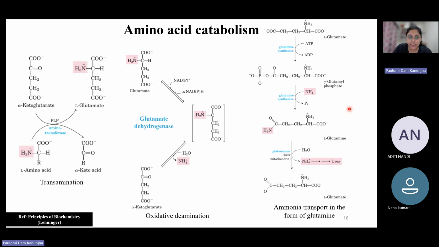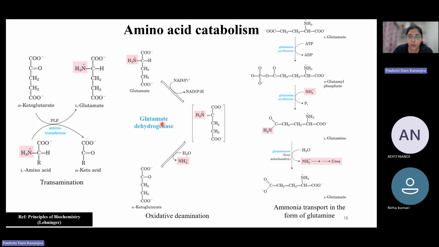Now, what is the step here that I have left? In the center, you have something called oxidative deamination. So what is happening here? In the liver cells, the glutamate is transported from the cytosol into mitochondria, and the glutamate undergoes oxidative deamination by this enzyme to give your NH4. So glutamate is deaminated by glutamate dehydrogenase, right?